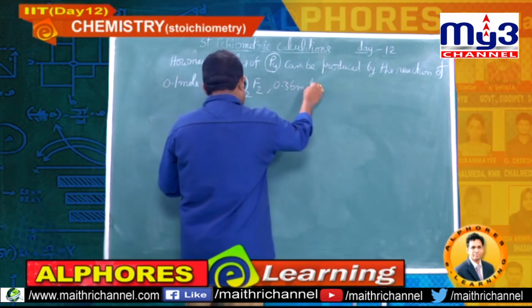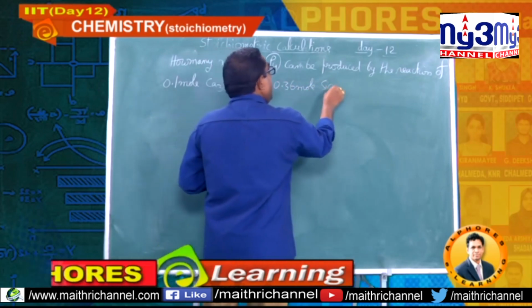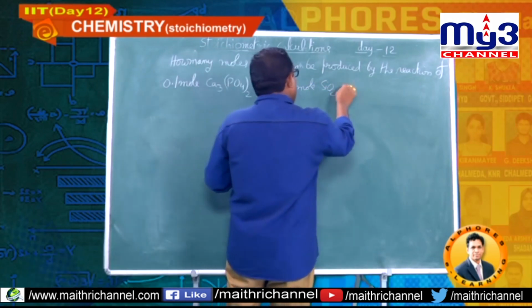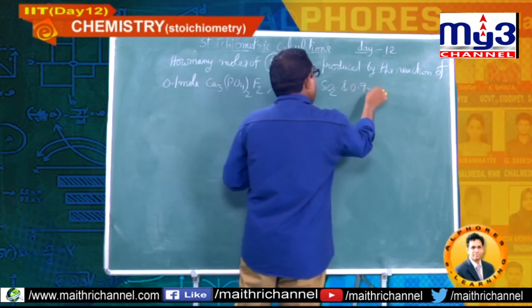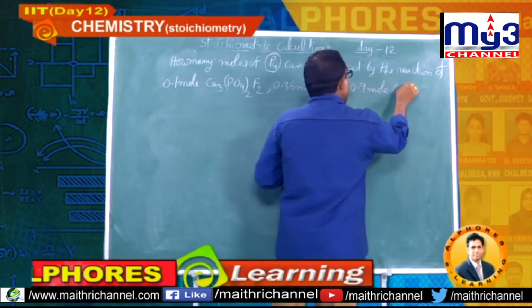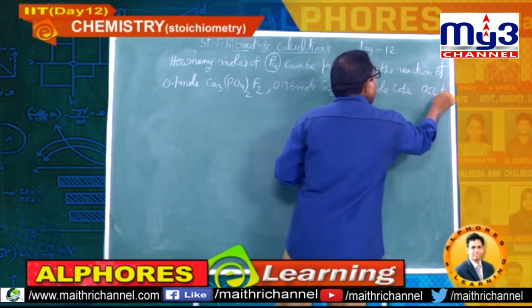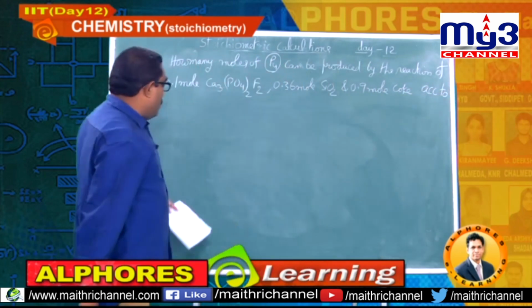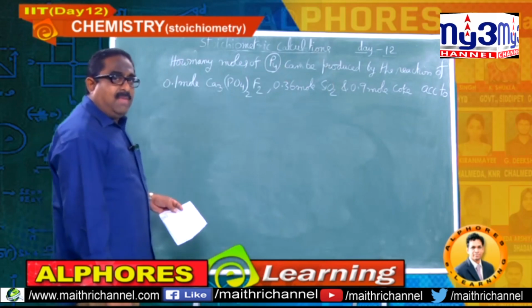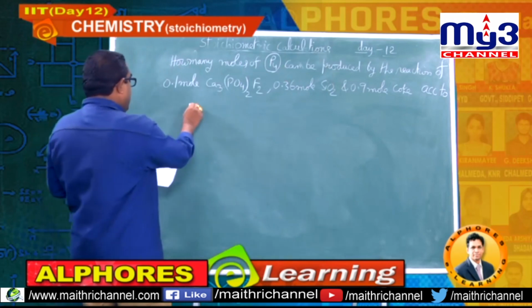0.36 mole silica SiO2 and 0.9 mole coke. According to ACC, I am writing, according to, he has given the balanced chemical equation. Please note it down.